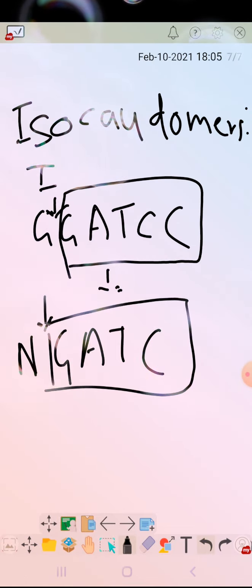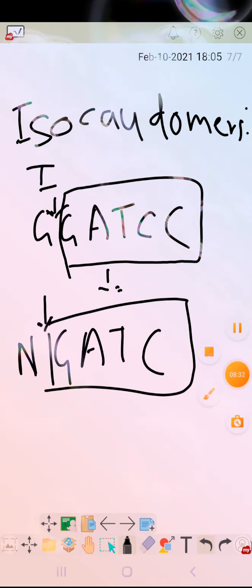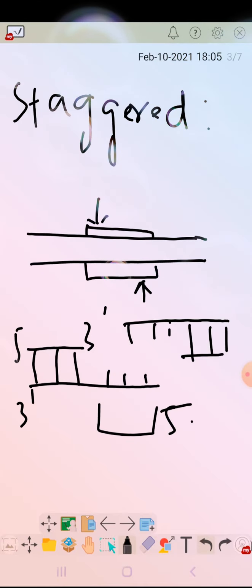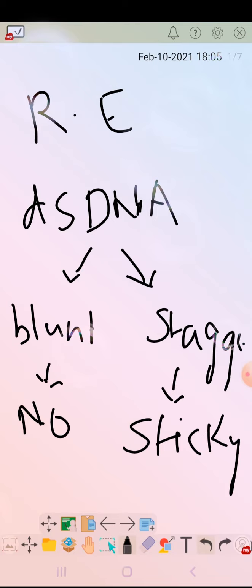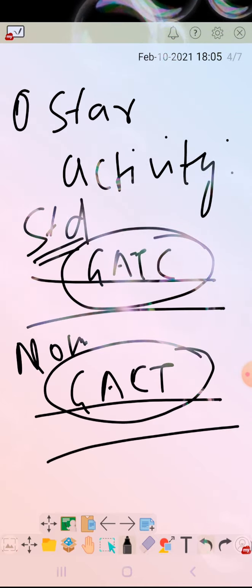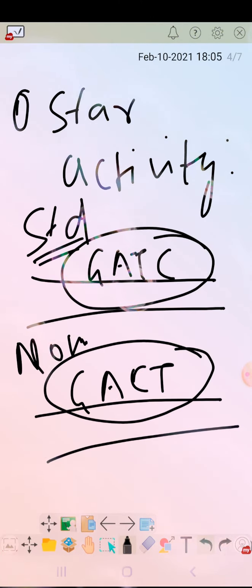So today we have learned a lot about this. I will recall once what we have learned today. First we have done restriction enzyme. Then what is restriction enzyme? It's a bacterial enzyme that cuts the double-stranded DNA into fragments. They can form blunt and staggered end. Blunt end has no sticky end, no overhang. Staggered end has sticky ends or overhangs. Then we have learned the new terms.